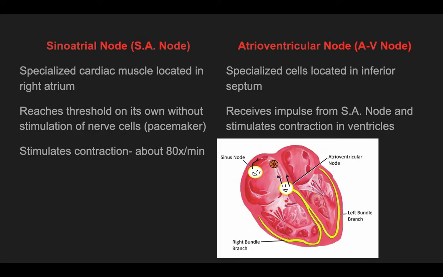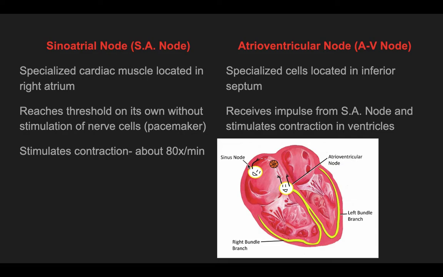Moving on, we do have the sinoatrial node, or the SA node, and we have the atrioventricular node, or the AV node. It's easier to say SA and AV, so most of the time you'll hear them abbreviated, but sinoatrial and atrioventricular. So starting with the SA node, this is just a specialized cardiac muscle tissue that's located in the right atrium. It's located right here. It's the first basketball player guy.